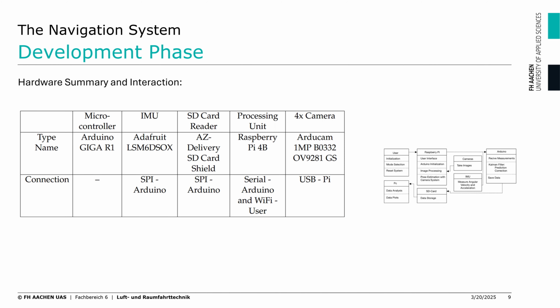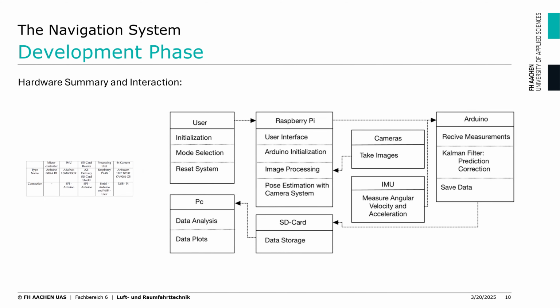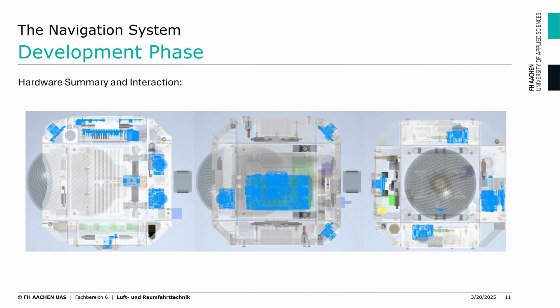Now I would like to address the hardware utilized in the system. This table shows the hardware components as well as their connection to each other. To explain the distribution of tasks for each component, I've added a flow chart showing which component performs which tasks. Here you can see the integration of hardware components in the demonstrator.